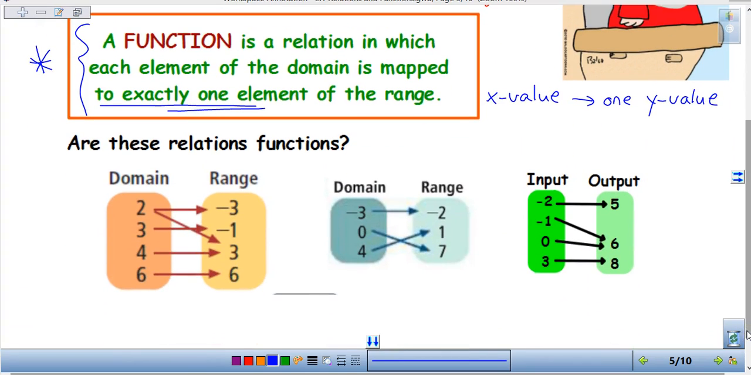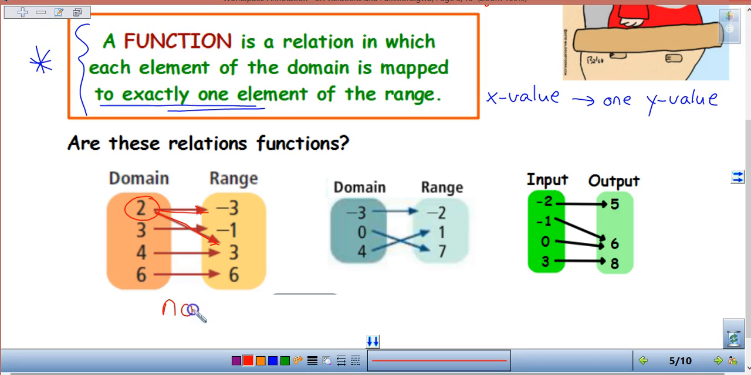This one, well, you look at your x values. Remember, that's our domain. And as I look here, number 2 has 2 arrows. So I always say it has 2 friends. It cannot. And so because this branches out in 2 directions, this is not a function. If you look at the next one, this 3 gets mapped to -2, 0 gets mapped to 7, 4 gets mapped to 1. There is 1 friend for each of them. They only have 1 arrow branching off, so yes, this is a function.